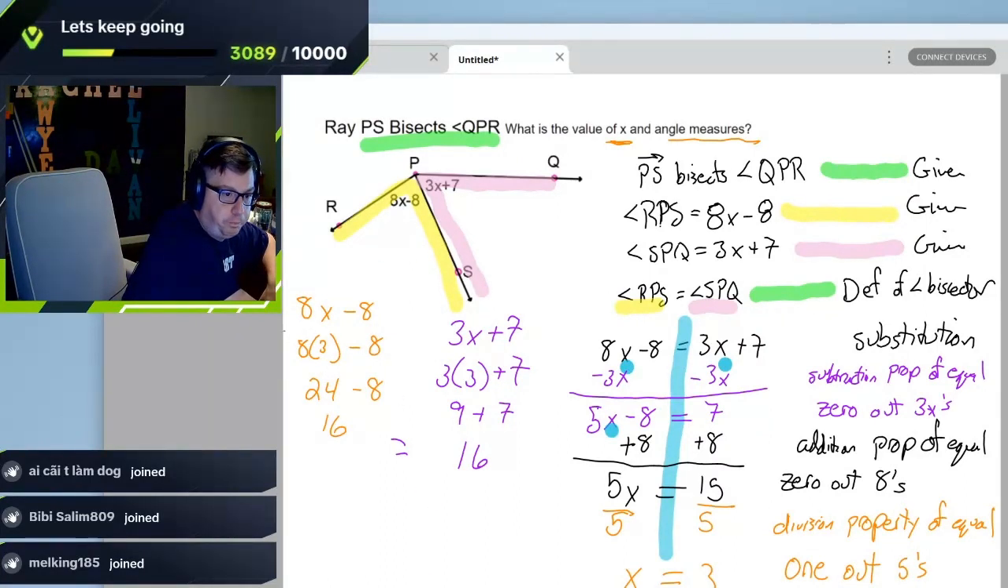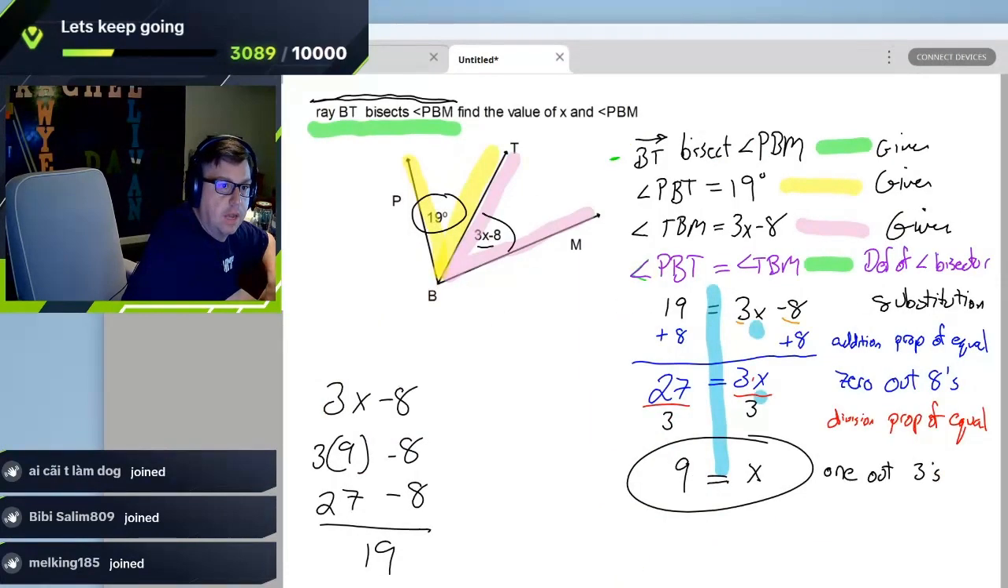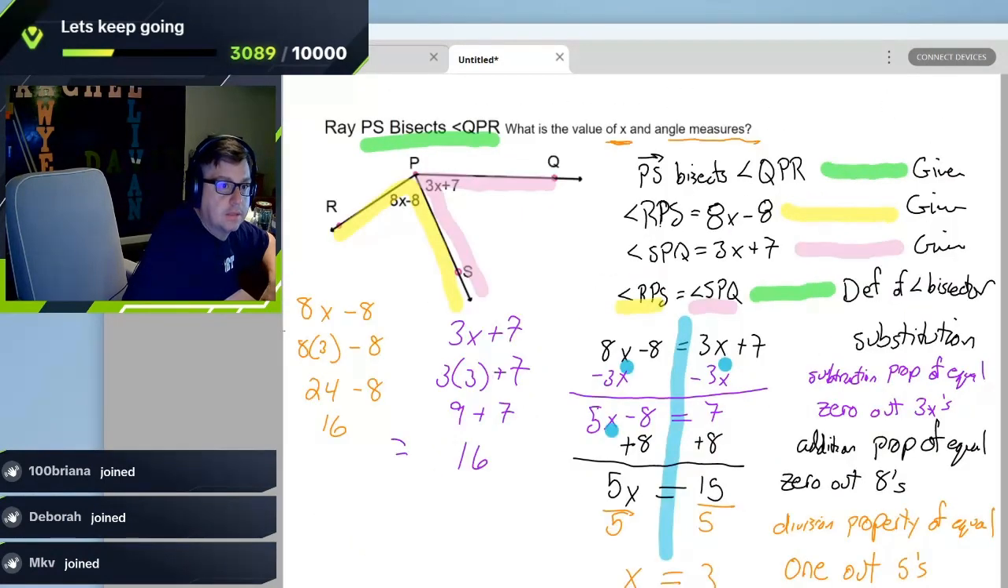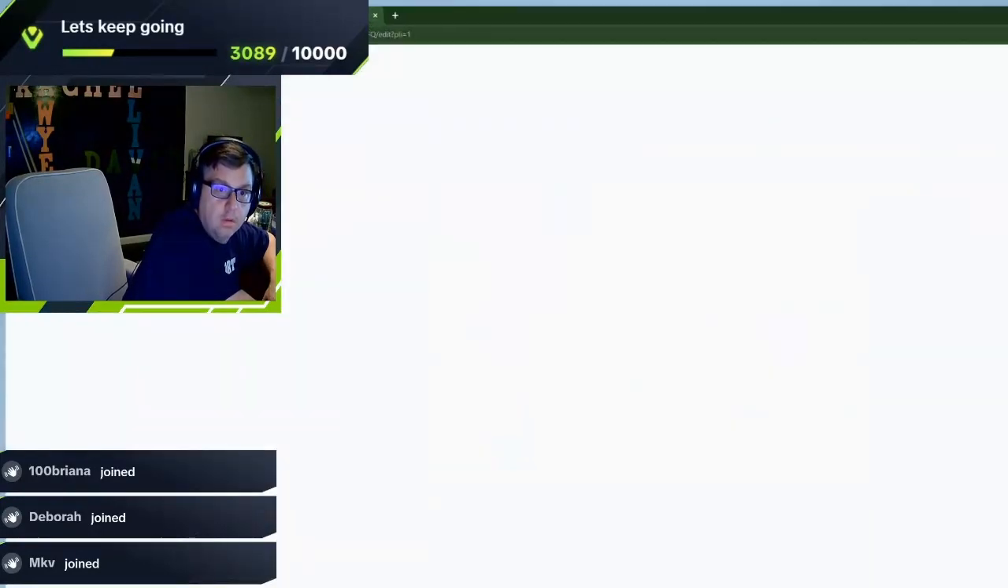On the other ones, it's not as important because they already tell you what one of the angles is. So this one better be 19. This one better be 34. So don't get hung up on that unless there's an X in both of them, then they're probably going to look for the angle measure as well. So be careful. Don't get caught.